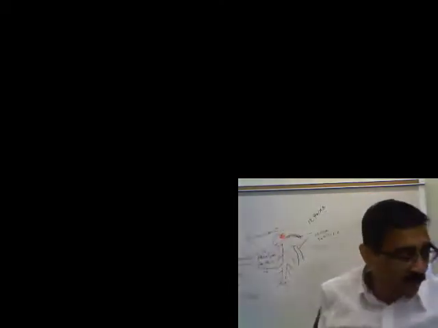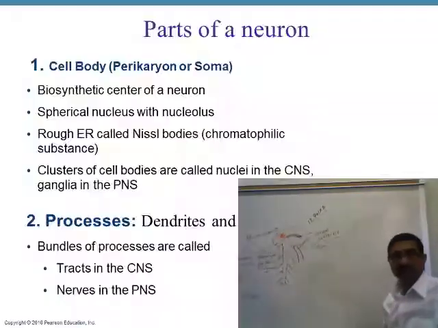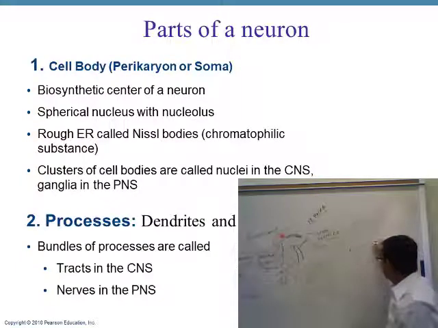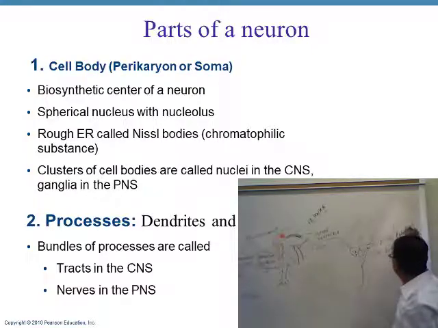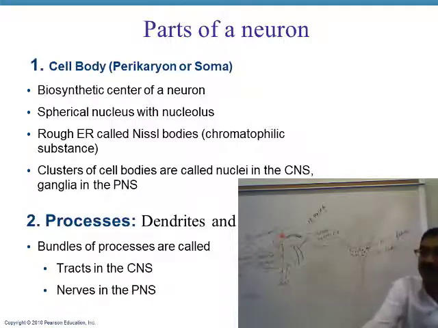Parts of a neuron. A typical neuron has a cell body and processes. So this is the cell body. It contains a nucleus, and in the cytoplasm you have granules. These are called Nissl granules or Nissl bodies. Okay, same thing. These are highly concentrated chemical particles. Okay, Nissl granules or Nissl bodies.